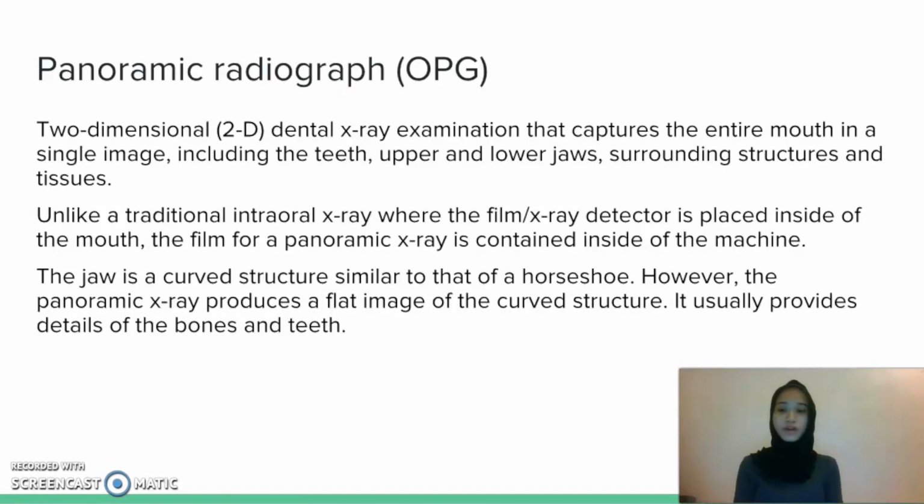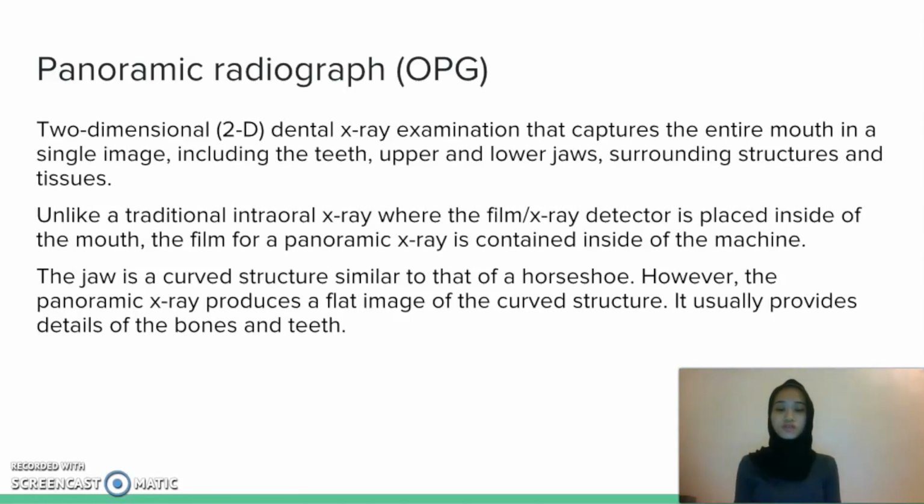Besides that, we also have extraoral radiographs such as the panoramic radiograph, which is also known as OPG. It is a two-dimensional dental X-ray examination that captures the entire mouth in a single image, including the teeth, upper and lower jaws, surrounding structures, and tissues. Unlike a traditional intraoral X-ray, where the film or X-ray detector is placed inside of the mouth, the film for a panoramic X-ray is contained inside of the machine.